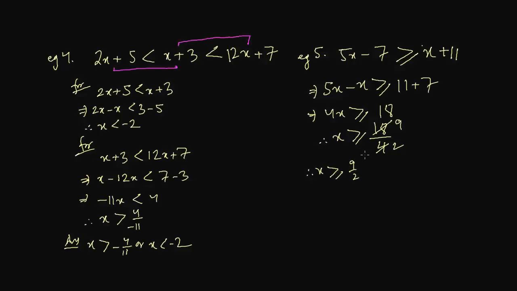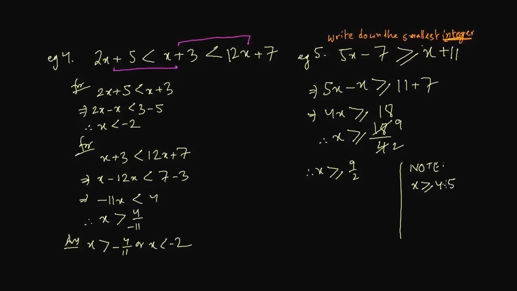Now x is greater than or equal to 9 by 2, that means the value is going to be equal to 9 by 2 or more than 9 by 2. But sometimes the question is, write down the smallest integer. Now to write down the smallest integer, you know what an integer is? An integer is a number like 1, 2, 3, 4 or minus 1, minus 2, minus 3. 0 is also an integer. So let's see, x is greater than or equal to 9 by 2 means x is greater than or equal to 4.5. 9 by 2 means 4.5.